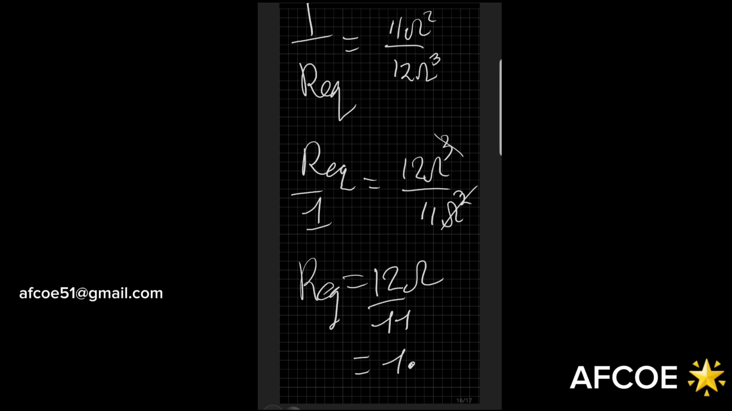And 12 on 11 is 1 point something. I would have my calculator here. Is 1 point something, so let us say 1 point something, yeah, like that. So this is the equivalent resistance. The equivalent resistance is 1 point something in this circuit of ours.